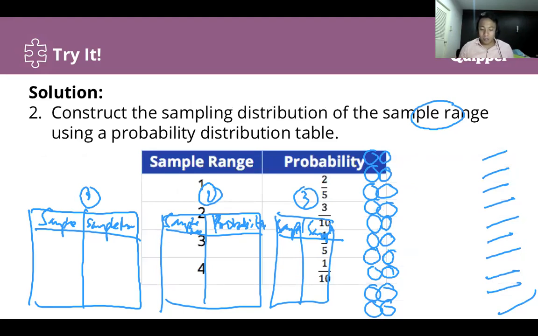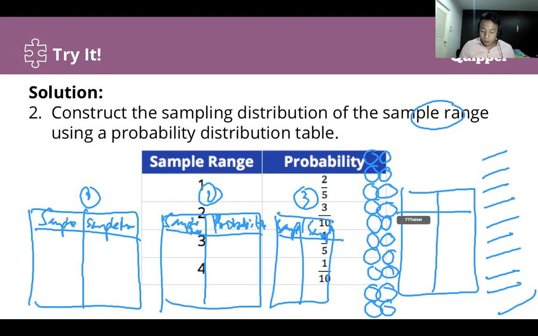And then for the last part, we will also include another table. Okay, so 1, 2, 3. We also have another table. So we have one more table. We have the sample range, and then the probability of the sample range. Okay, it's like this one. 1, 2, 3, and 4.